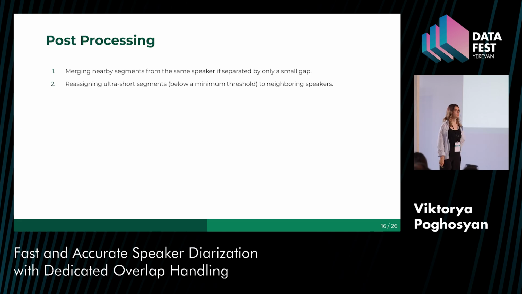At the end of our pipeline, we do 2 kinds of post-processing. Nearby mergers: nearby segments from the same speaker are merged if they are separated by a small gap. And we reassign ultra-short segments to their neighboring segments.